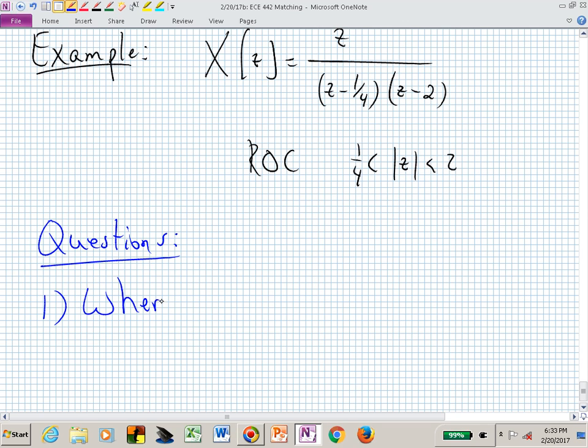You might say, where are the poles of X of z located? And if that question was asked, could you answer it? Could you provide the poles? You better be able to, because I've already factored the denominator. We have a pole at 1/4 and a pole at 2. We only have 2. We have a second order denominator.